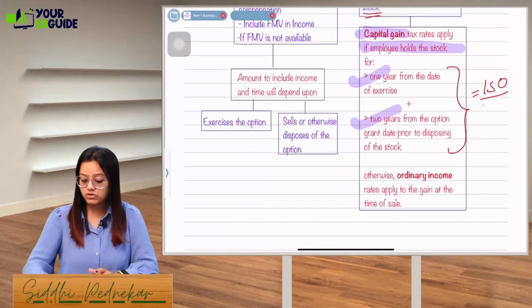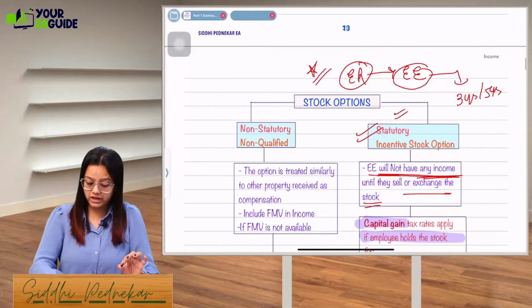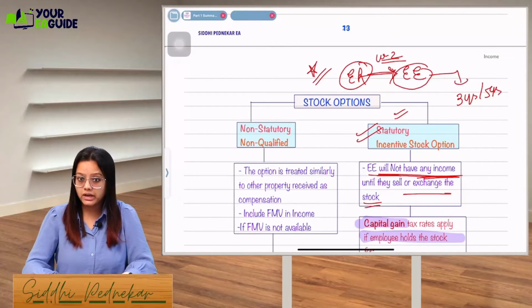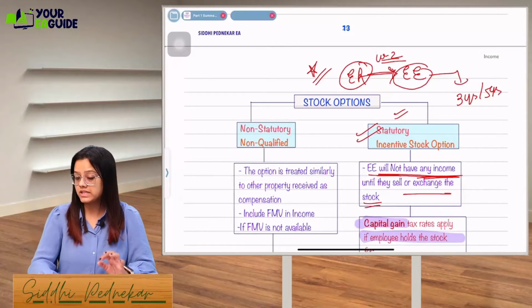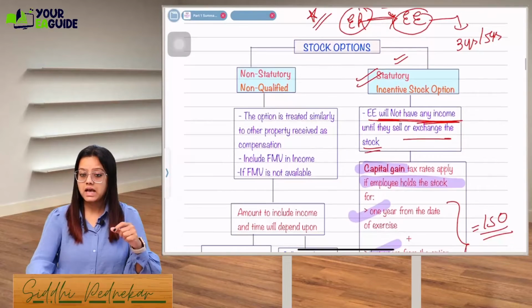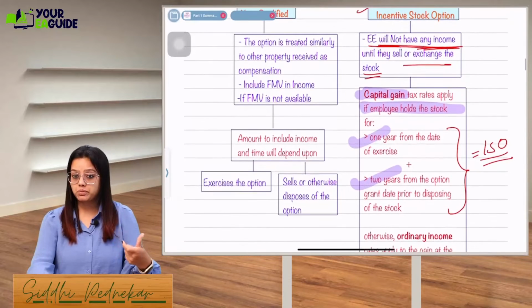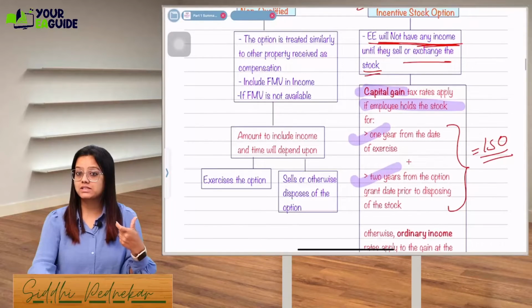And if it is incentive stock option, then capital gain tax rate will be applicable, and right now it is not included in the W2 or anywhere. Okay, it's a stock option, and if it's an incentive stock option, employee will include it in the income at the time of sale, and the sale will be done after a period of more than 1 year from the date of exercise.